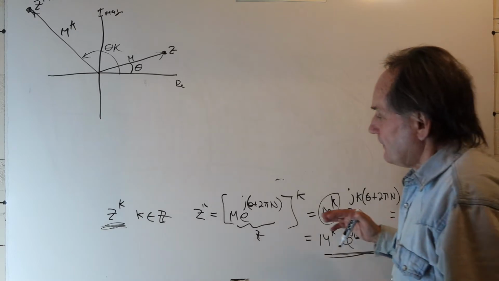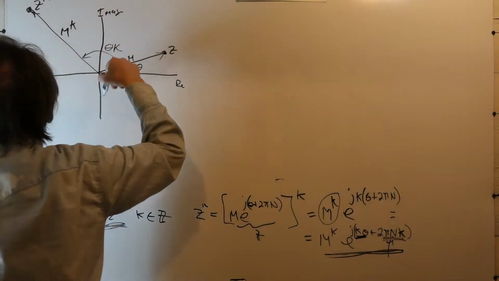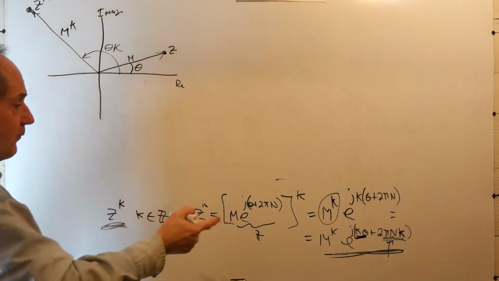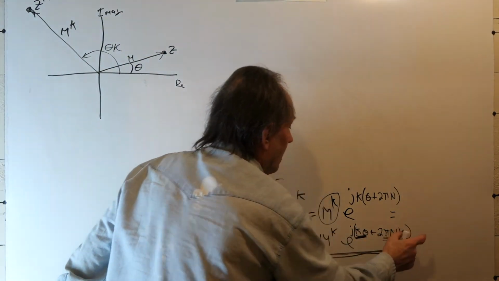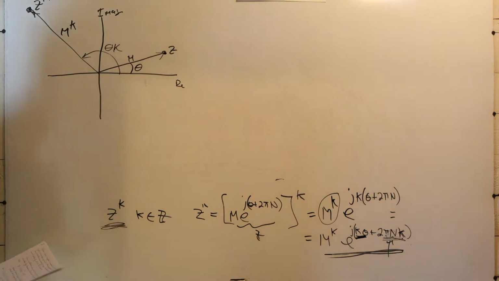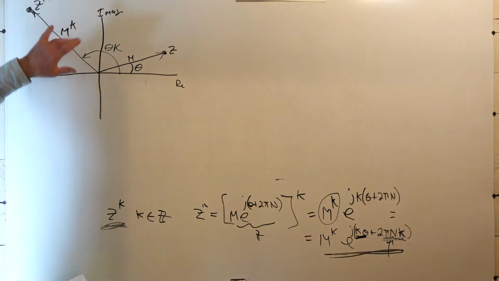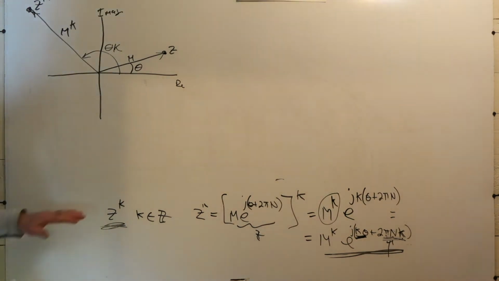Now, even though it's unique, we may have an infinite number of ways to represent it, because all we have to do is tag along multiples of 2 pi to the angle. So we can just keep adding multiples of 2 pi, and we get back to the same spot when we have integral powers.